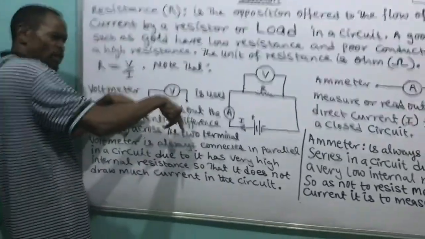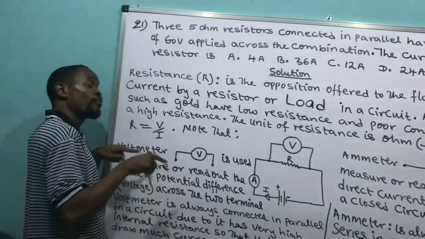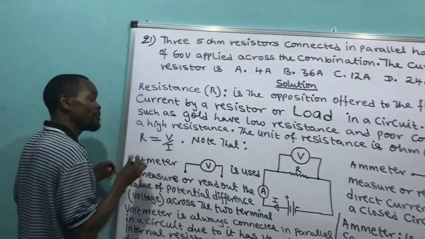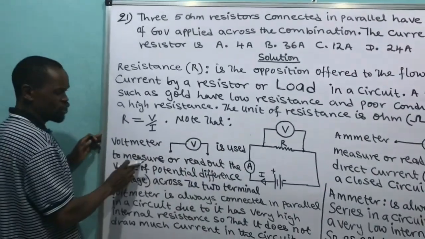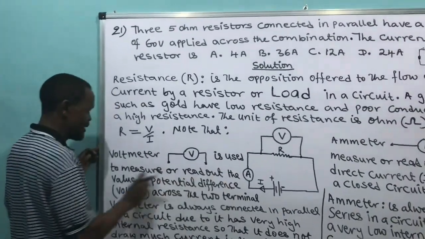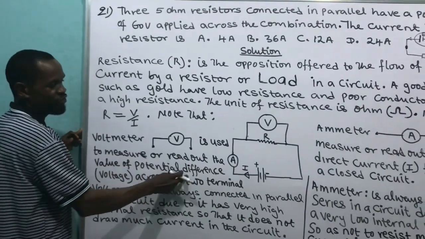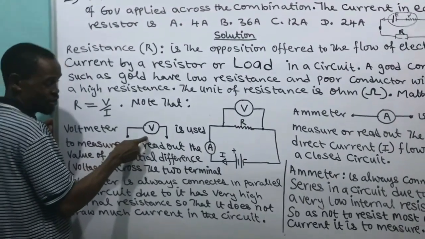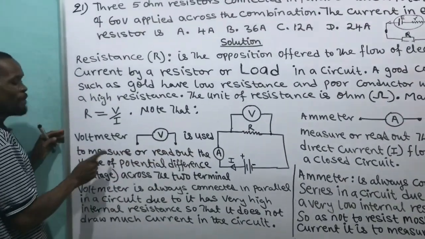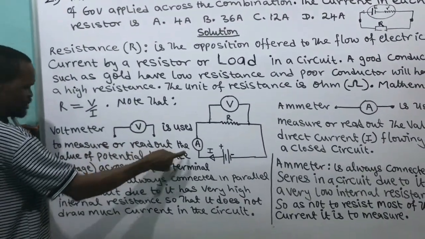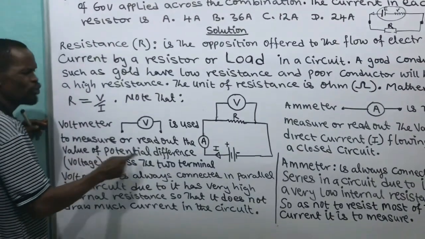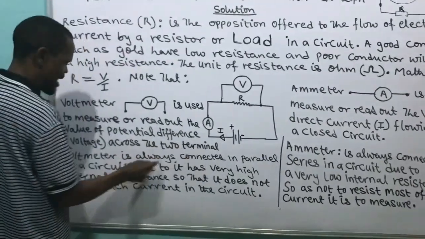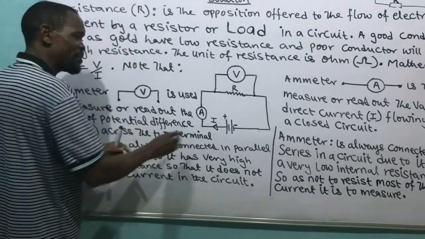Voltmeter is connected this way. If I want to read the voltage or potential difference across a load, I have to put the voltmeter this way. The voltmeter, this symbol, is used to measure or read out the value of potential difference, which we call voltage, across the two terminals, across the what? The two terminals.